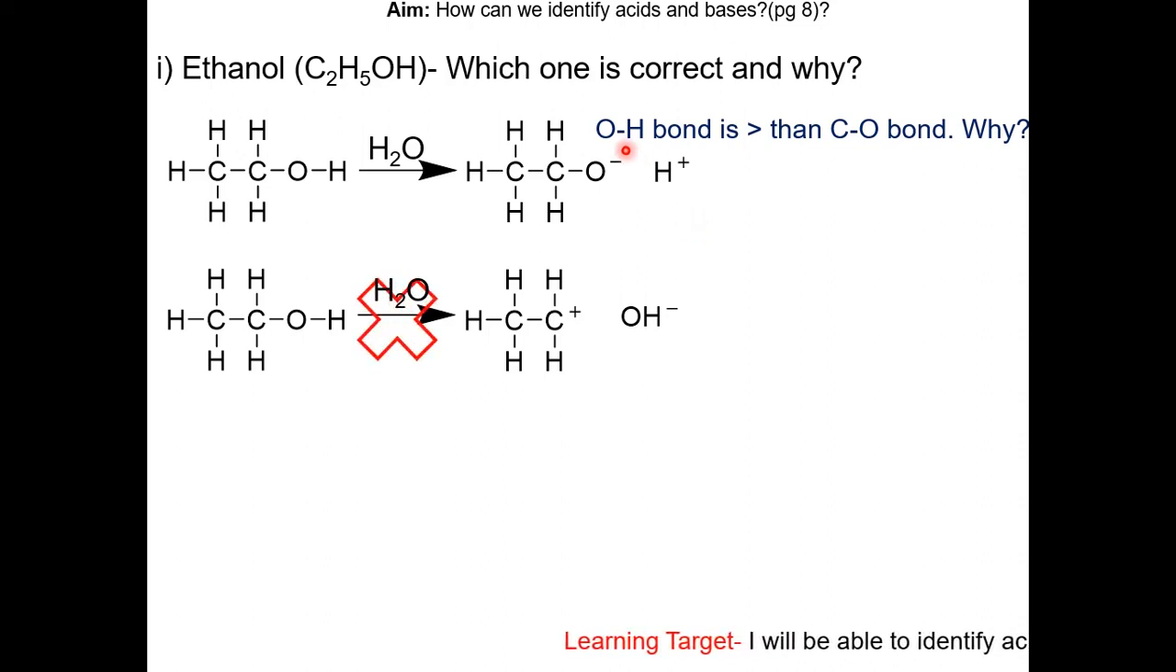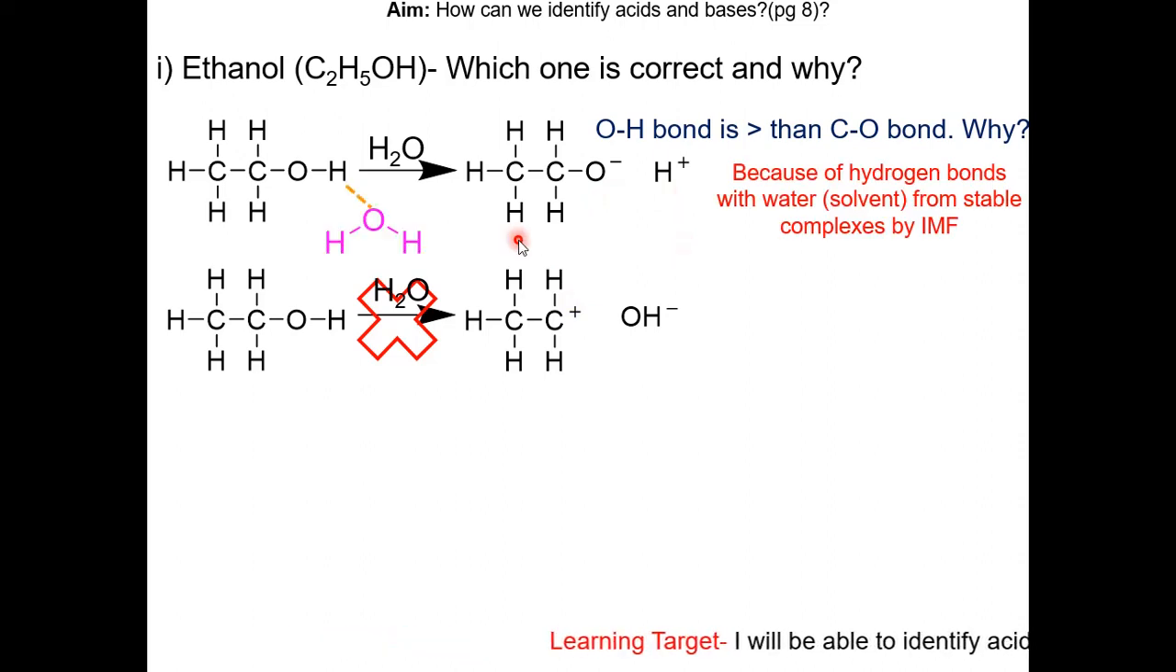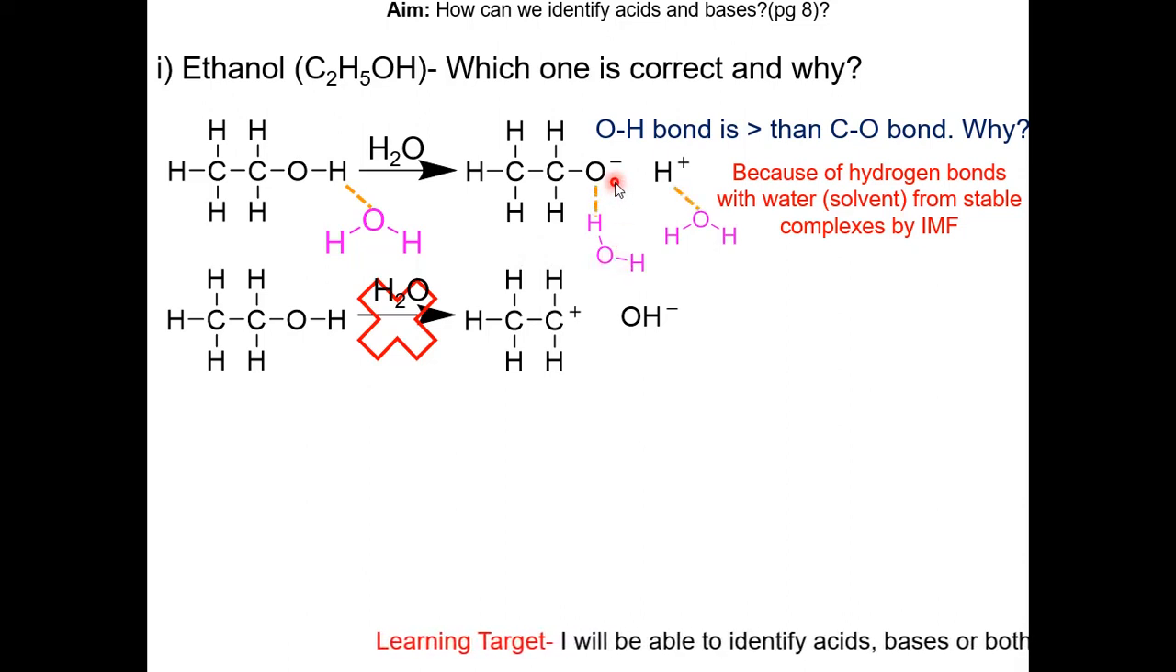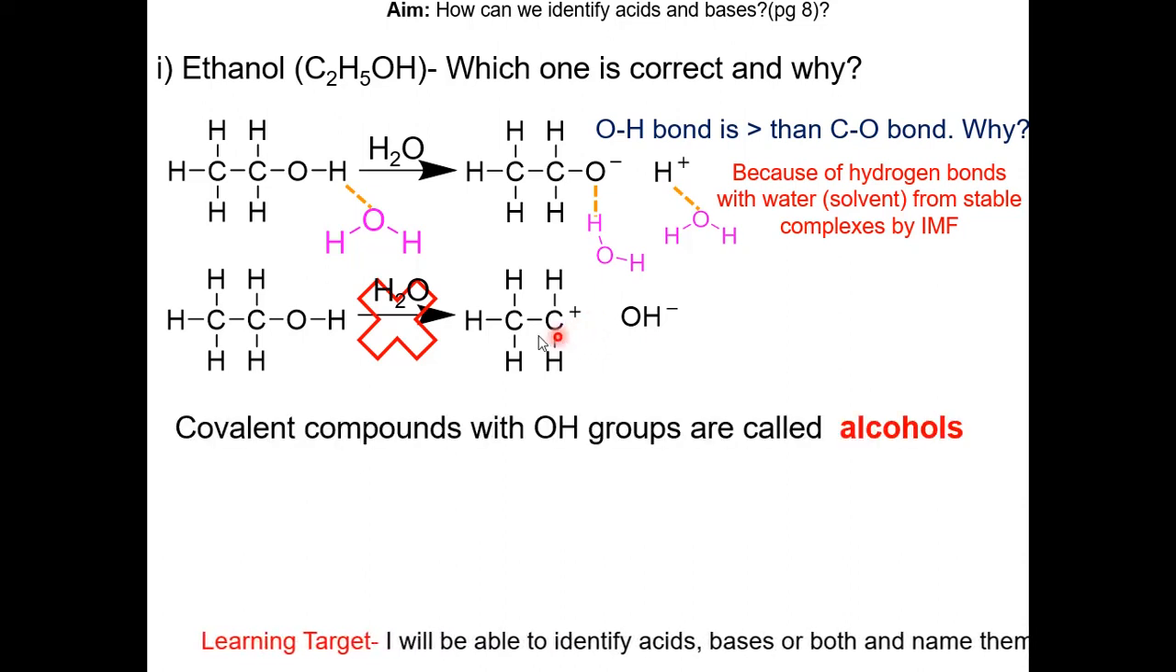So why is that? The OH bond is stronger than the CO bond. So why is the stronger bond broken and the weaker bond not? Because of intermolecular forces. When ethanol dissolves in water, it forms hydrogen bonding. Water hydrogen bonds to the O- and the H+. Water cannot hydrogen bond to the C+ in the second scenario.